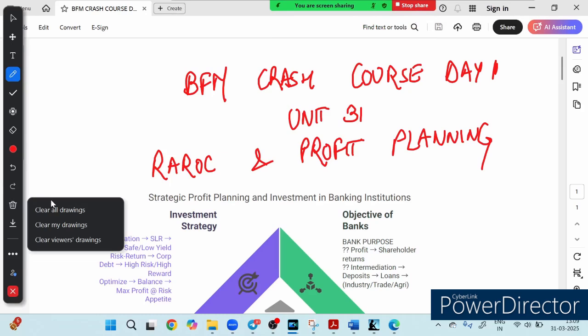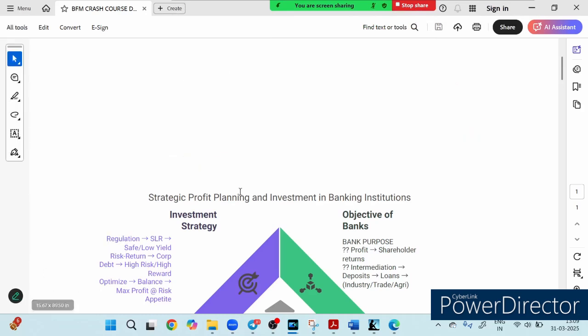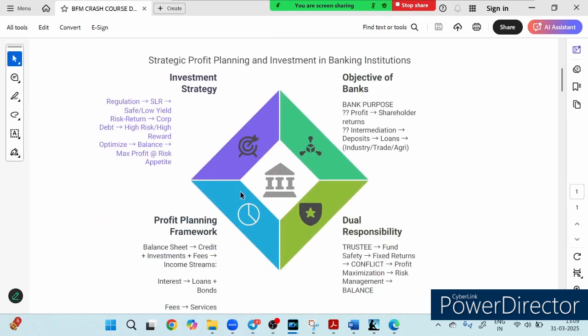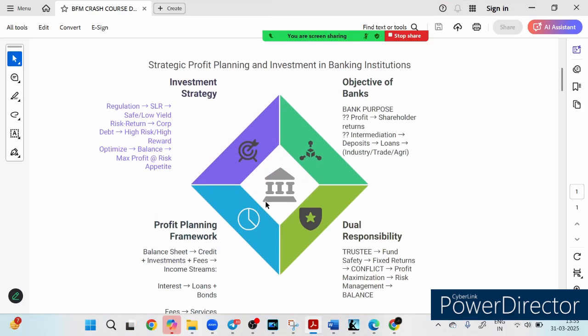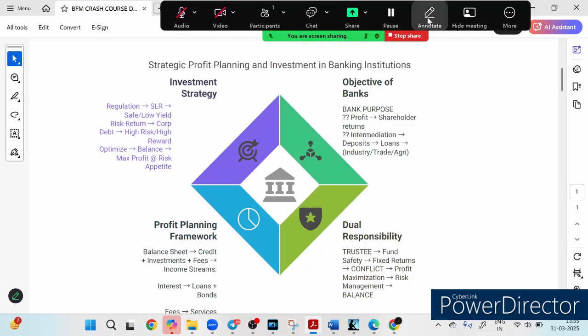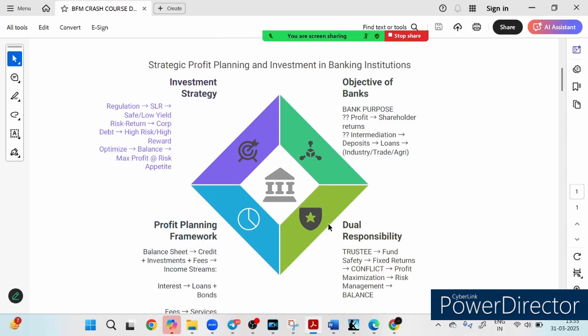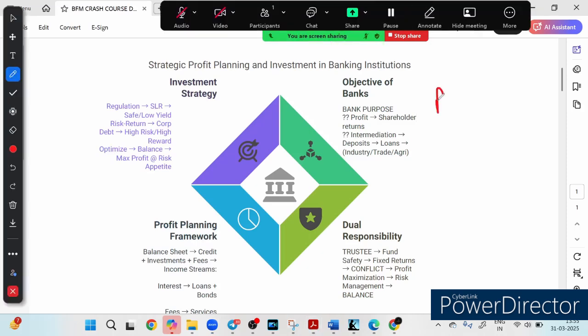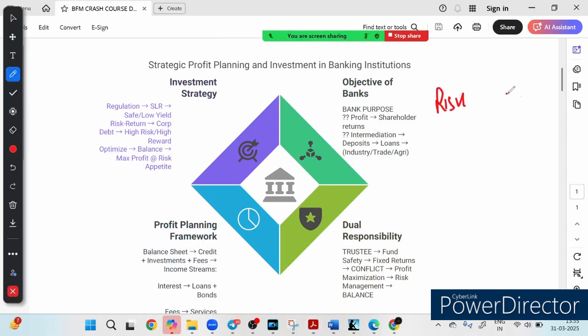So let's get started with our first mind map, that is strategic profit planning and investment in the banking institution. Ever wondered how banks balance profit and risk? How do they maximize earning while ensuring financial stability? Let's explore it in a simple and powerful way. There are two things: on one side we have risk, and on the other side we have return, or we'll call it profit. And also, how do they maximize earning?